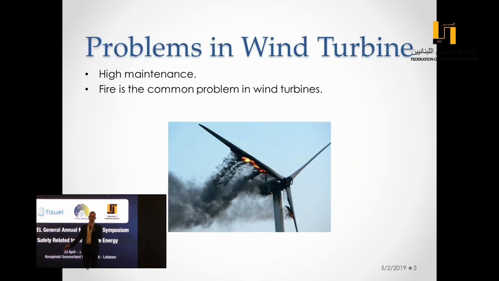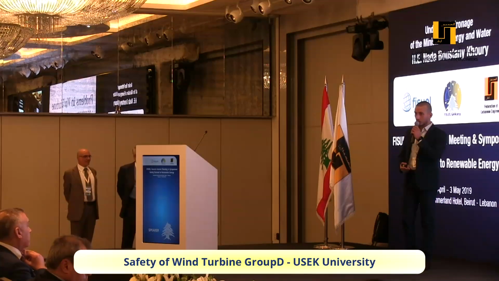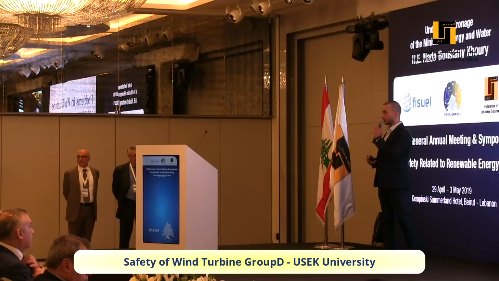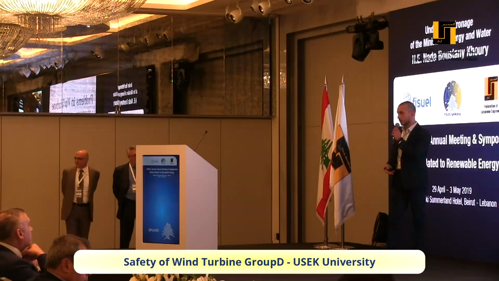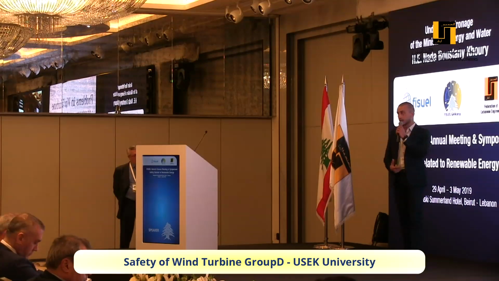No one is perfect, so of course, all products aren't ideal. What are the problems in the wind turbine? Electrical problems, mechanical problems, high maintenance, and fire is a common problem in wind turbines. The causes of fire in wind turbines are lightning strikes or the mechanical braking system.